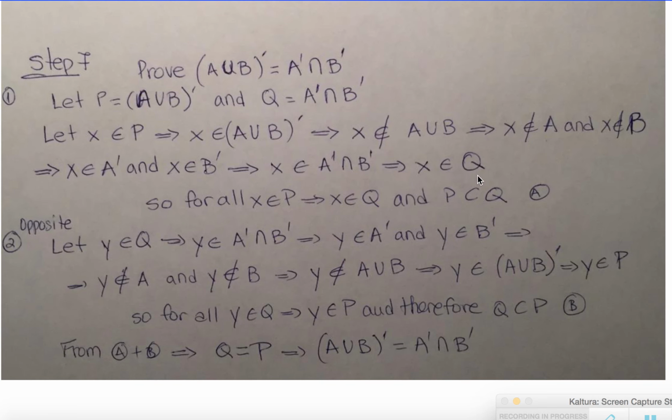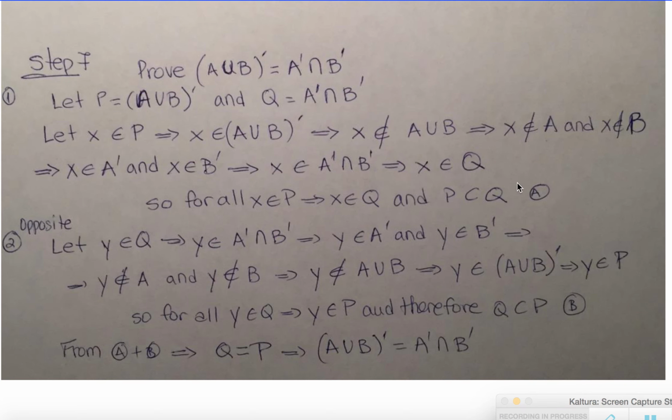So what did we prove here? We proved that X belongs to P, and we proved that X belongs to Q. So this means that for all X that belong to P, these X belong to Q. So definitely we know that P is a subset of Q. Q may contain more elements, but we definitely know that Q contains all elements of P. So P is a subset of Q, and we proved the first part.